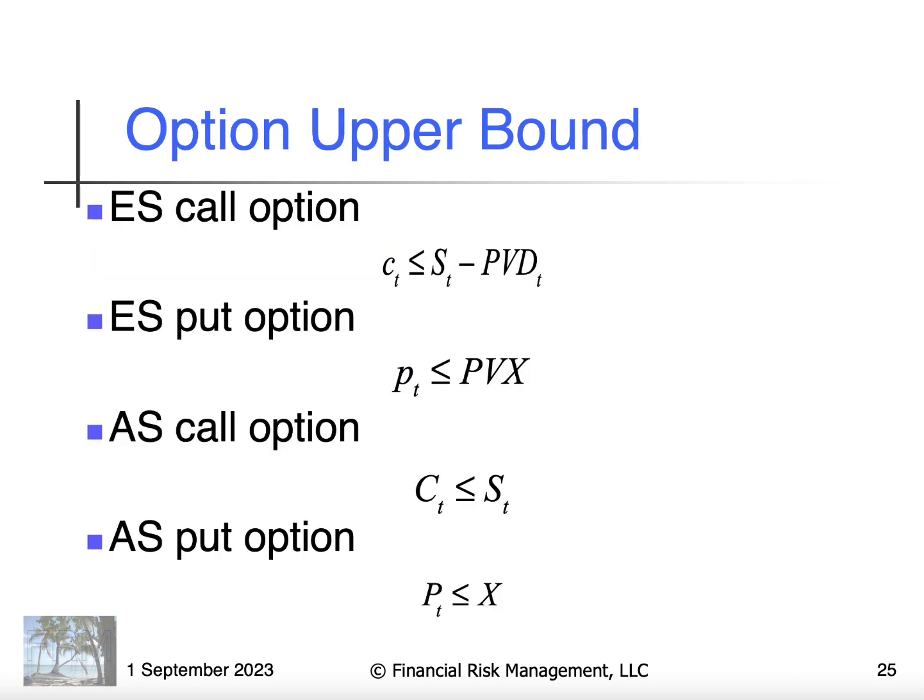The upper bounds are just not binding, but you would expect a European style call to be less than or equal to the stock price minus the present value of dividends. Clearly, why buy an option on a stock when you can just buy the stock? In the case of a put option, why would you pay more for the put than the present value of the maximum payoff possible? With an American style call, you would expect the call price to be less than the stock. With an American style put, you'd expect the put price to be less than the strike price.